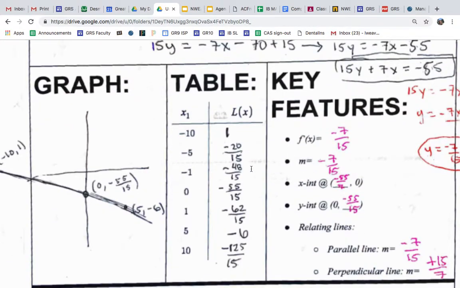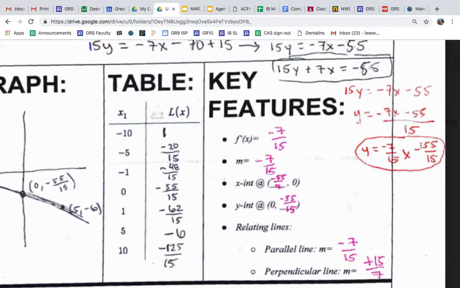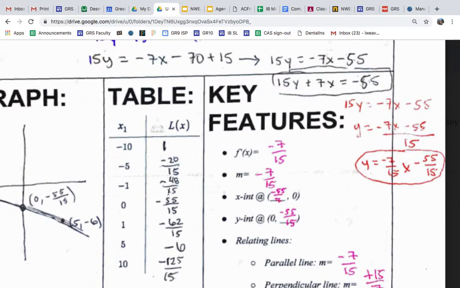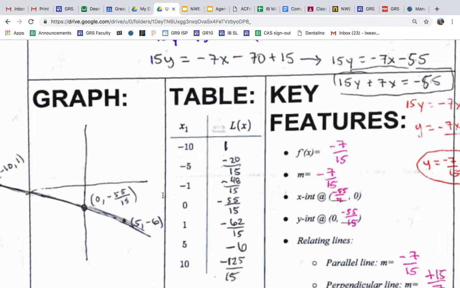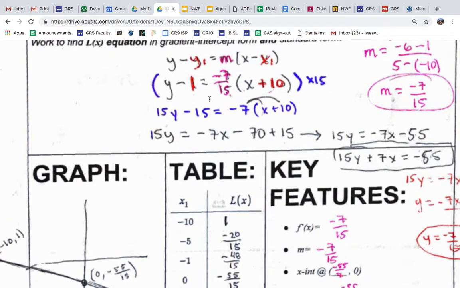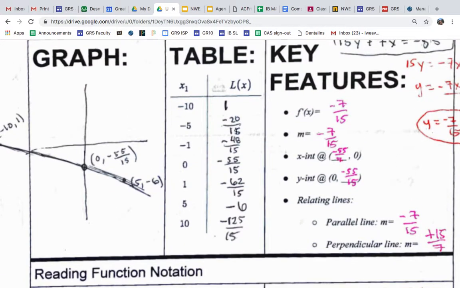A little hint when you go to do your table, I started with my easiest point, which is my y-intercept. And I know my y-intercept from my line is negative 55 over 15. And I know it has a constant rate of change. And the slope is negative 7 over 15. So it's going down by 7 over 15 every time. It follows a pattern. So you can see that negative 48, minus 7 is negative 55, minus 7 is negative 62. And then you have some harder ones.